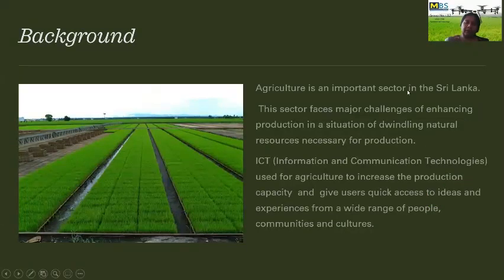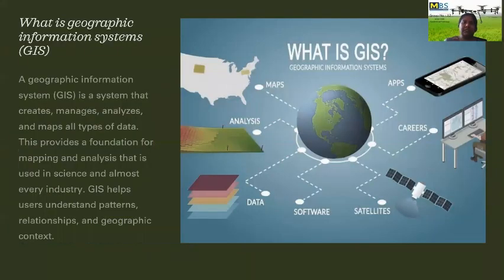People in the agriculture industry face many challenges. One of the challenges is enhancing production while doubling the natural resources necessary for production. As a result, globally they try to find a solution in ICT to increase production in the agriculture sector. One of the applications is GIS. GIS is the geographic information system that can be used for the agriculture sector.